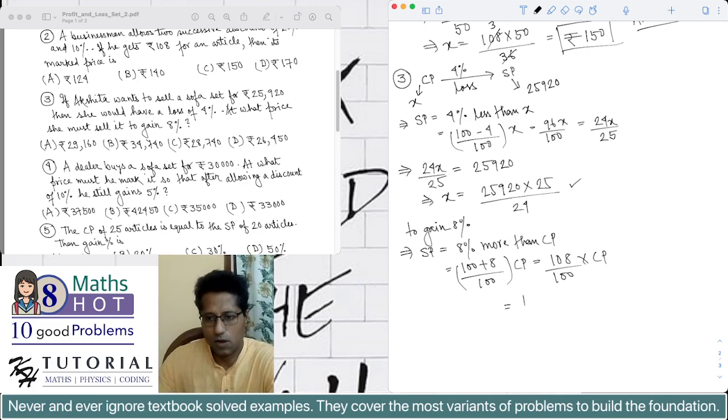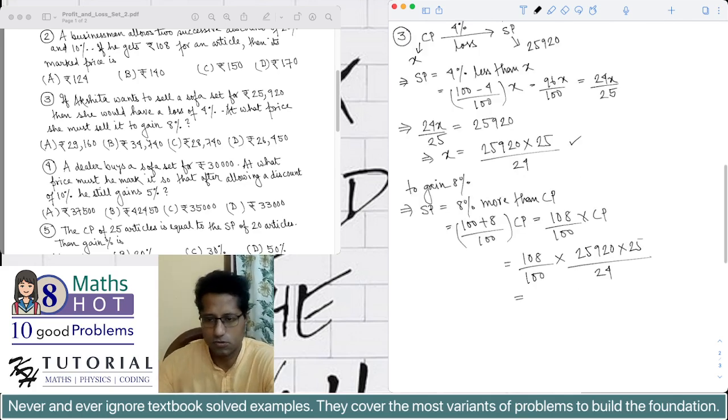This is equal to 108 divided by 100 multiplied by CP. Now we will put the value of the CP, that is X. CP is X, and we have already found the X. X is 25920 multiplied by 25 whole divided by 25. This will be the final answer. That is, the selling price should be this to have a gain of 8%, and we have to simplify this. Let's do it step by step.